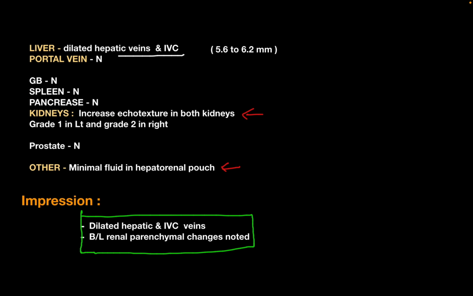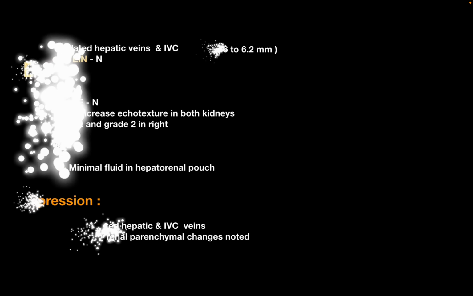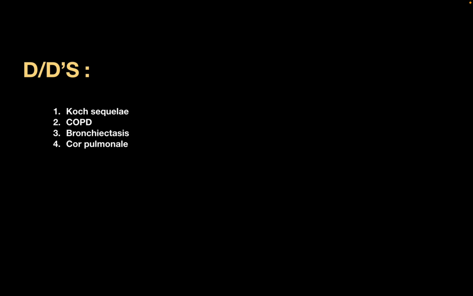So our differentials after USG and chest X-ray: the first and most important differential is post-TB sequelae. It can be COPD, bronchiectasis or cor pulmonale. The final diagnosis by the medicine department is post-TB sequelae with reactivation, with COPD and cor pulmonale.